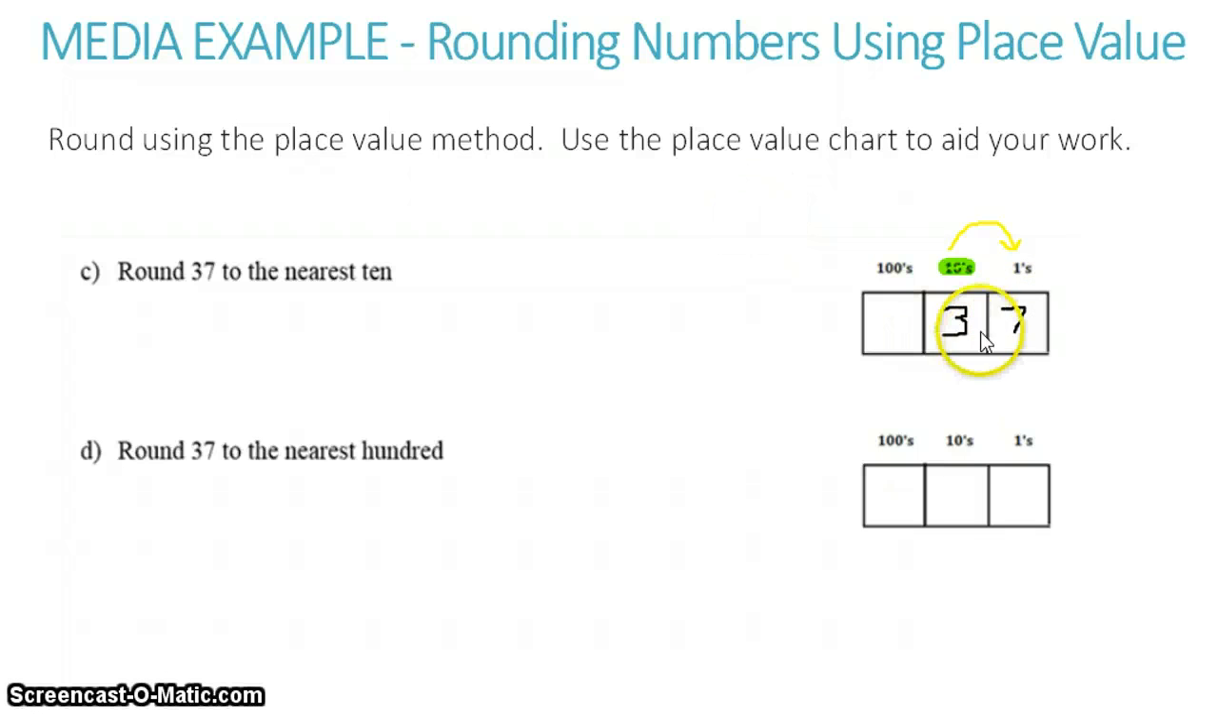This number is between 3 rods and 4 rods, and it's closer to 4 rods. So we add 1 to the 3 and turn this to a 0. So 37 is 40 rounded to the nearest 10. Now we're going to round 37 to the nearest 100.